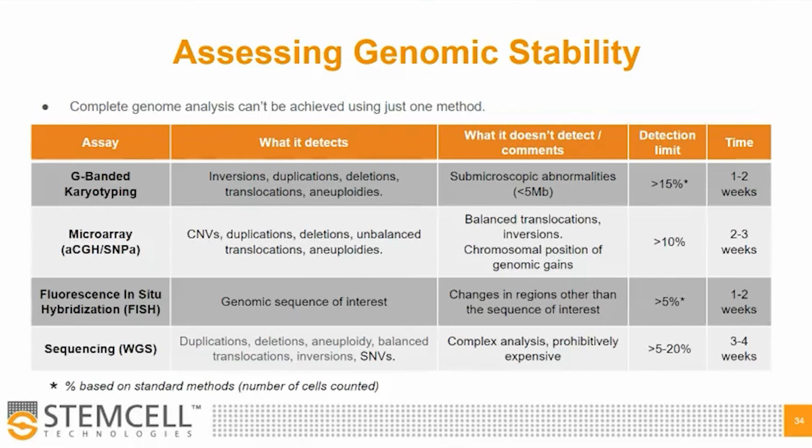And whole genome sequencing can detect duplications, deletions, aneuploidy, balanced translocations, inversions, and single nucleotide variations. Because you're looking at the whole genome, the analysis is very complex and probably prohibitively expensive to carry out routinely. The turnaround time is about 3 to 4 weeks.